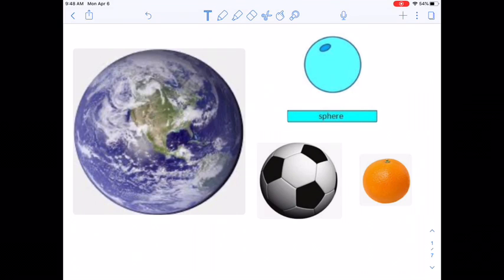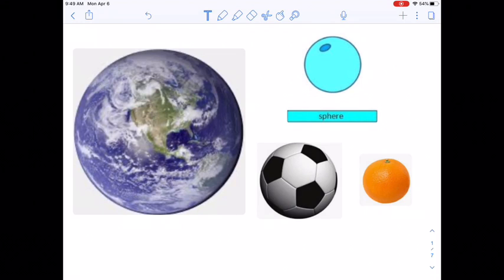So let's start by looking at these spheres. Are all three of these shapes spheres? Now remember, to be a sphere, it has no faces, no edges, no vertices. It's kind of like the shape of a ball. Are all of these in the shape of a sphere?